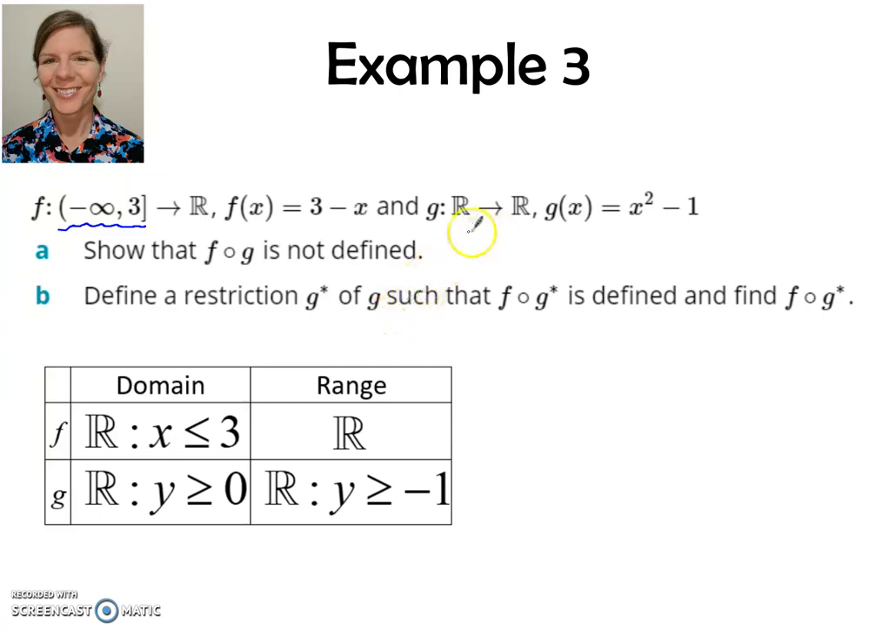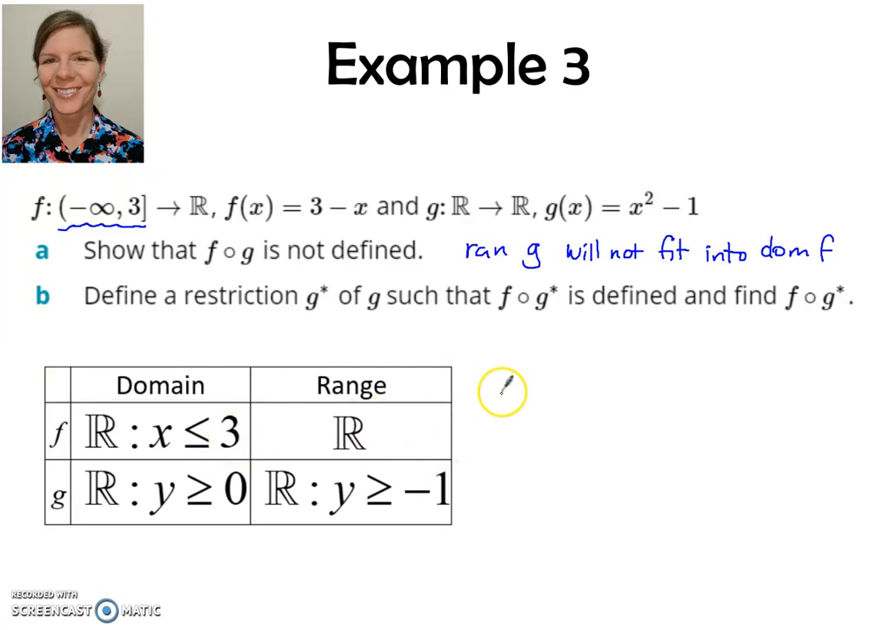So what we want to see is that the range of g will not fit into the domain of f. Okay, so remember we're doing g first. So let's have a look at the range of g: y is greater than or equal to -1, but the domain of f is that x is less than or equal to 3. So at this point this is fine up until 3, but then it's going on to infinity, so any numbers that are greater than 3 are going to be a problem there.